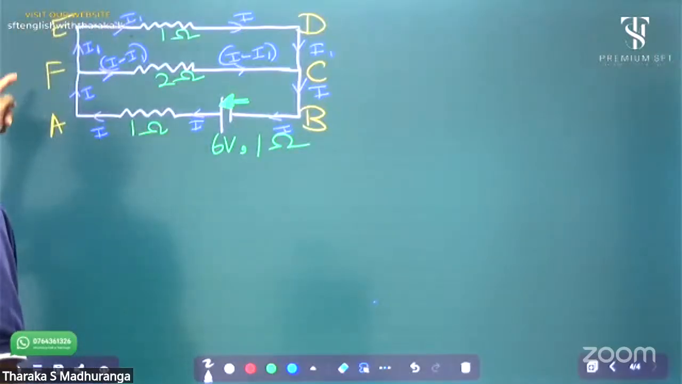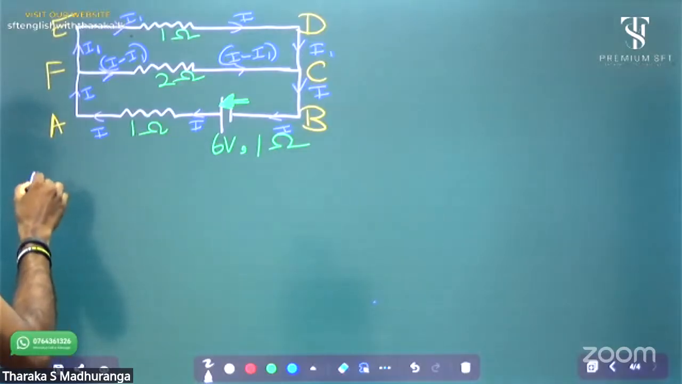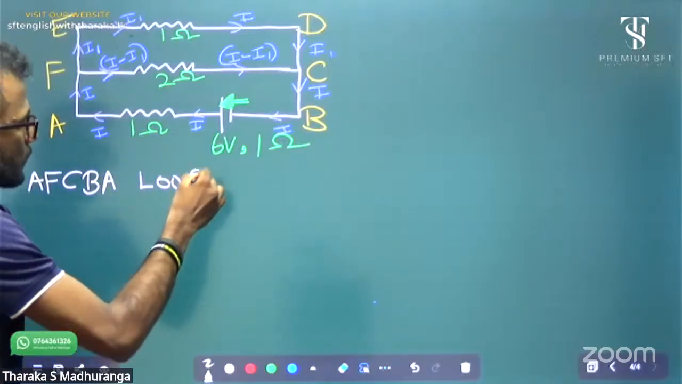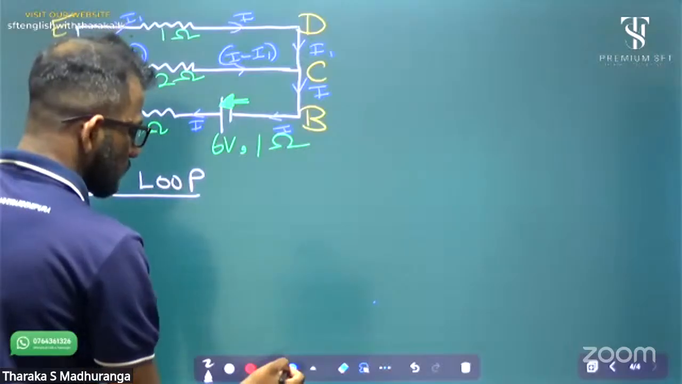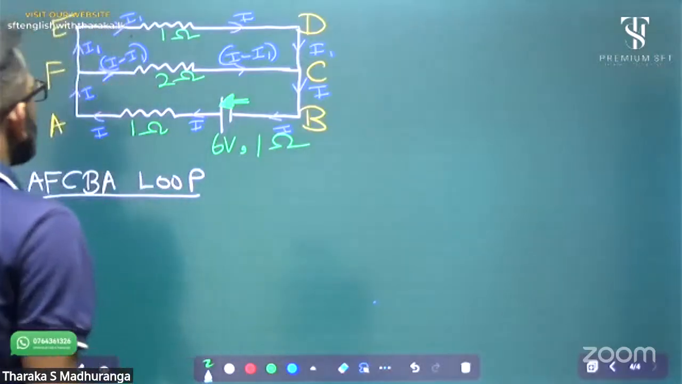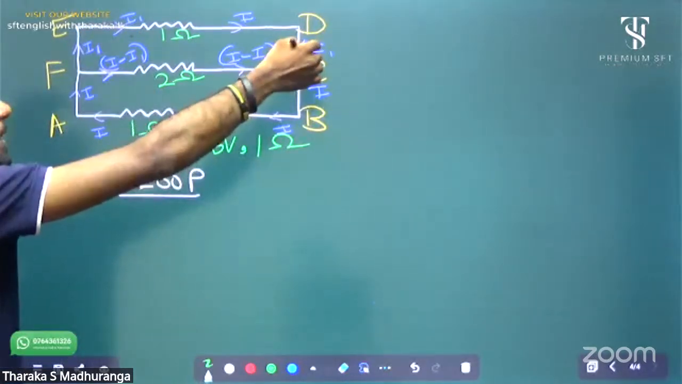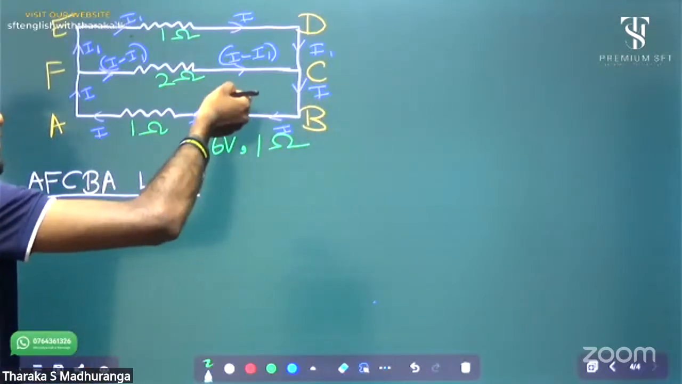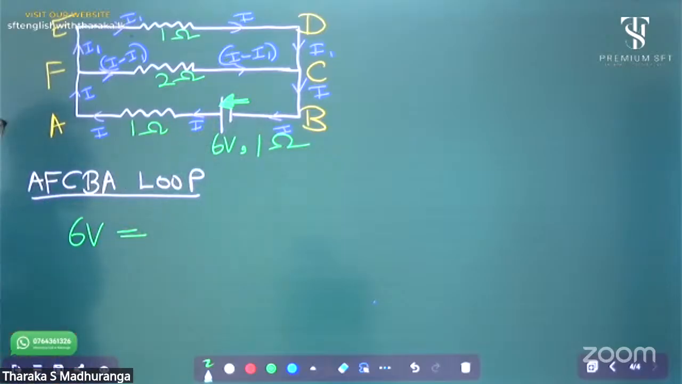AFCBA. Good. Okay, I'm going to use Kirchhoff's second law in the AFCBA loop. That's your suggestion. Then I'm going A to F to C, no batteries. C to B, no batteries. Only one battery. My direction and EMF direction are the same. Therefore, it is 6 volt, positive.